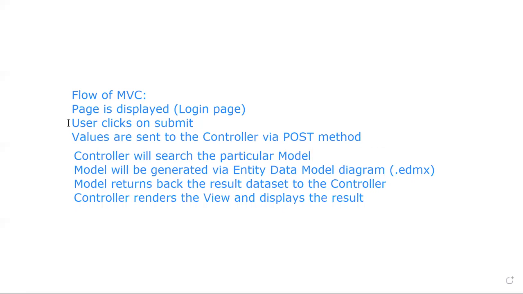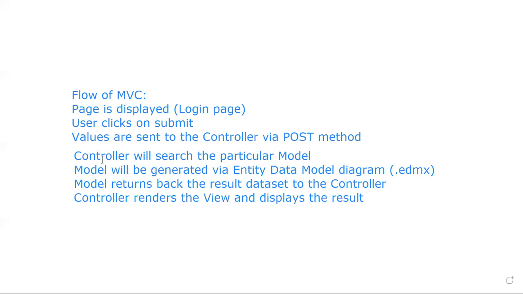What is the flow of MVC? First, the page is displayed. The user requests a page, for example, the login page, and the page is displayed in the browser. After entering all the values like username and password, the user clicks on submit. So what happens after clicking on submit? The values are sent to the controller via post method.